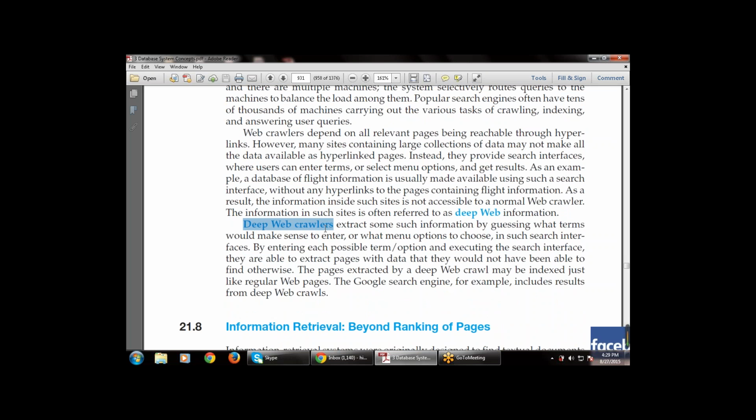The deep web crawl extracts such information by guessing what terms would make sense to enter. It starts searching the content by assuming that these terms are related to those terms, so that information will be passed. It guesses what terms would make sense to enter, or what menu options to choose in such interfaces, or what various information is available in the web search content.